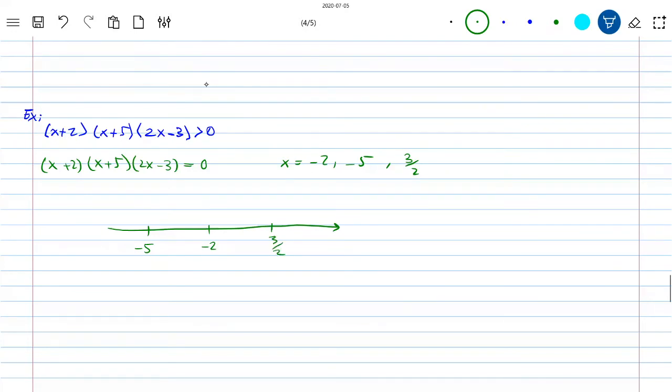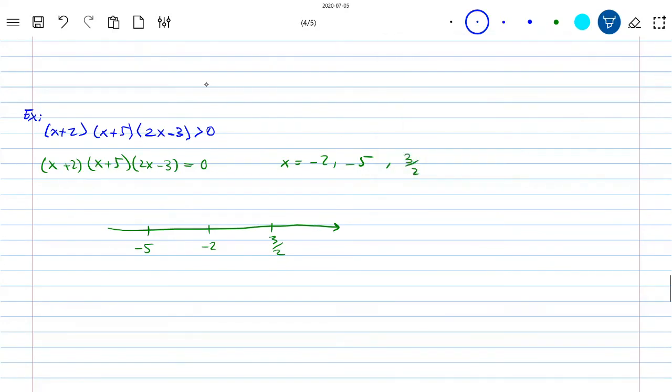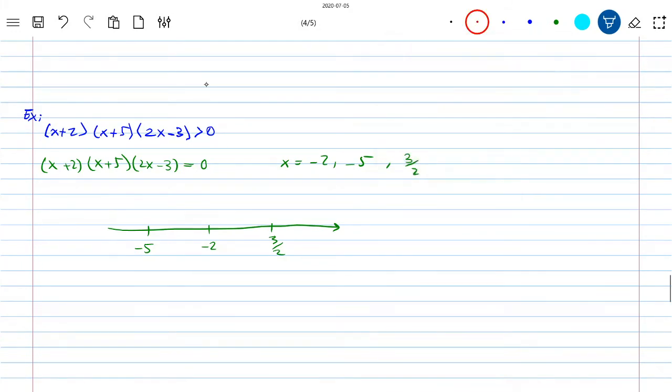You do not need to be specific about how much gap to put between. That's just enough so you can write another test point in between. Let me use a different color. Let's say test point here, test point here. Now you have 4 sections to worry about. How about these points? Are they acceptable or not? You look at the inequality, say open circle, because you have a strict inequality. The strict inequality means not acceptable points.